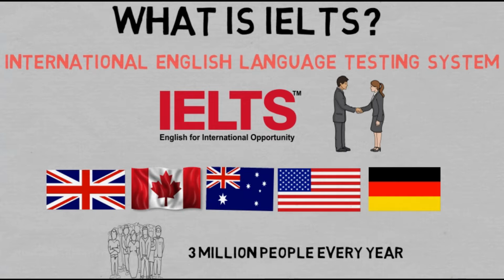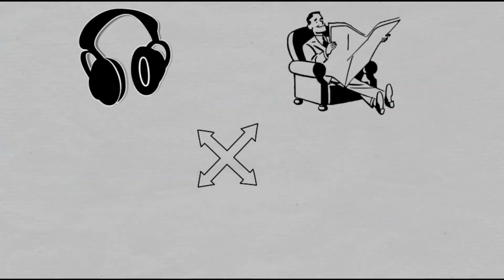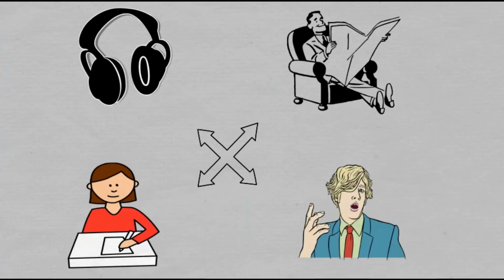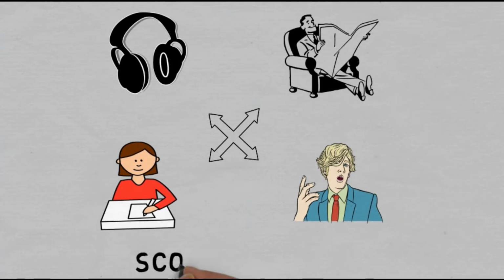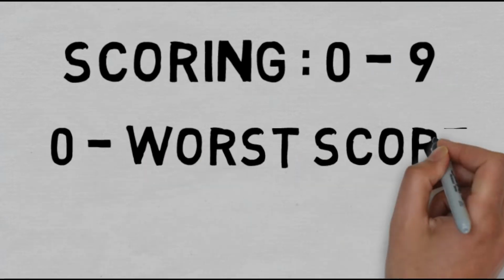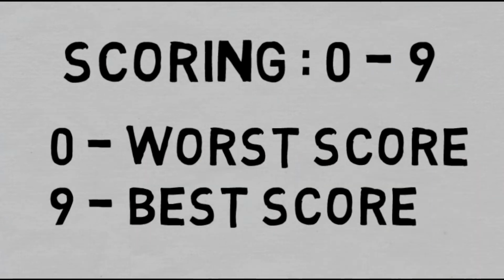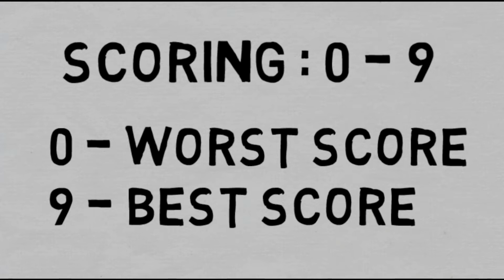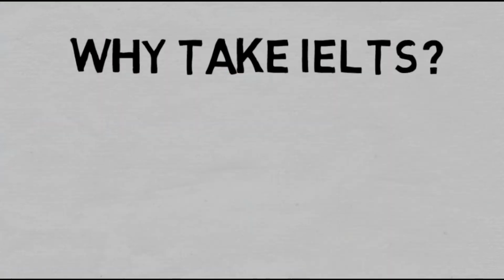IELTS is accepted by more than 11,000 employers, universities, schools and immigration bodies around the world. In short, your ability to listen, read, write and speak in English will be assessed during the test. IELTS is graded on a scale of 0 to 9, where 0 being the lowest score and 9 being the best. I'll tell you about the scoring pattern in the later part of the video. Before that, let's see why one must take the IELTS exam.